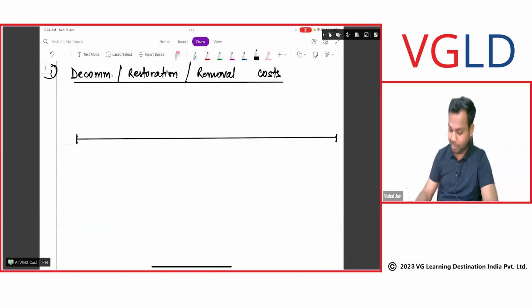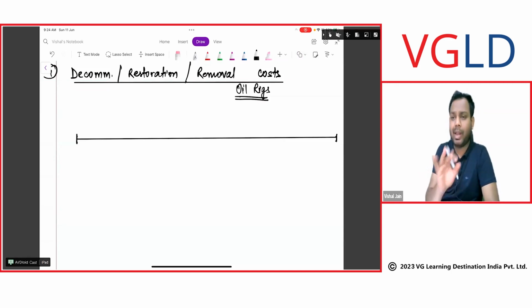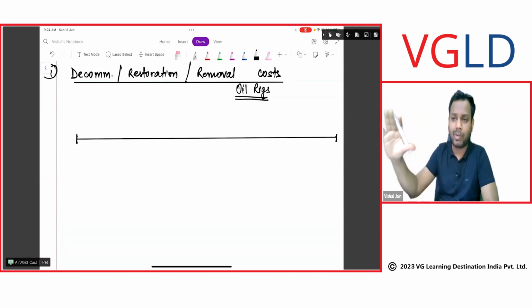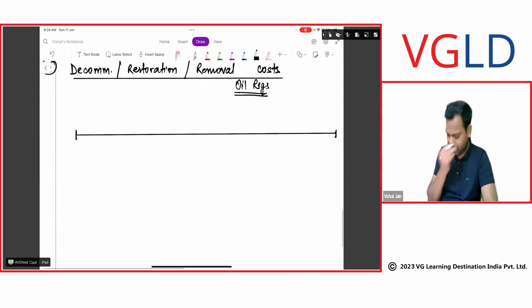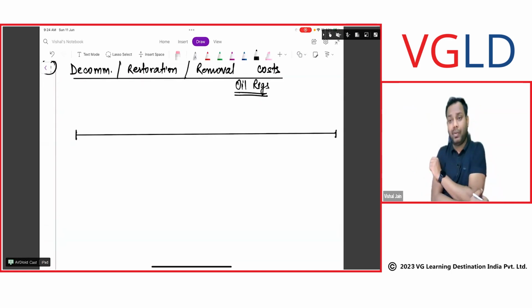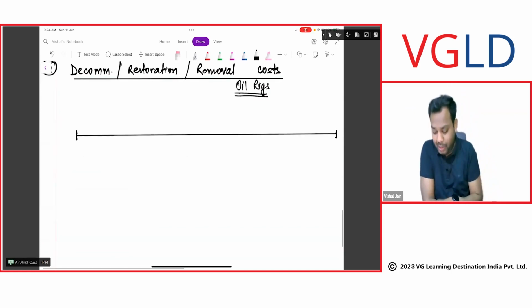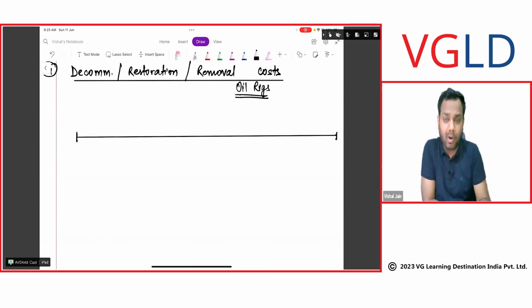I'm taking the same example of the oil rig, but in the last class, yesterday, I told you that the life of the oil rig is 20 years. Calculating the present value for 20 years will be quite difficult for you and for me. So for ease of calculation, I will make the life 5 years, so that I can show you the overall calculation. If you read the meaning of decommissioning, restoration or removal cost directly from the standards, it says the initial estimate.